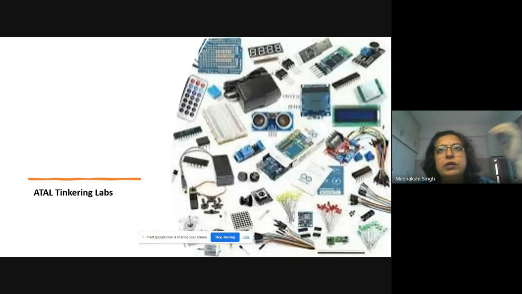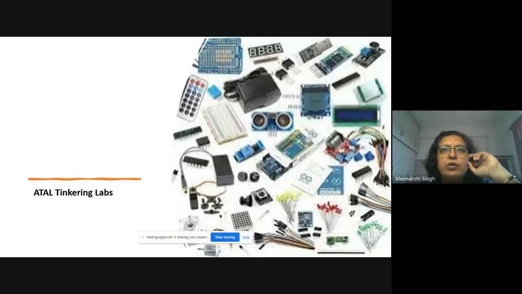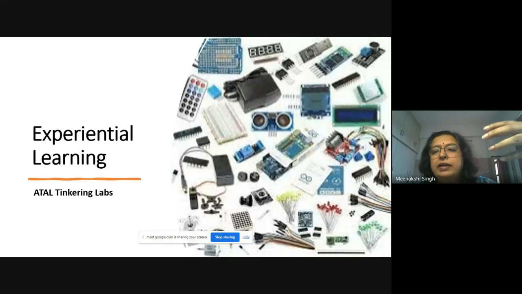Anyway, I'm sure somewhere somebody will be talking about the Atal Tinkering Labs. I'm not going into much detail, but this is a very good initiative, and this is one step ahead towards STEM education. Children in most schools are doing things. They are building up robots. They are making gadgets. They are trying out things. So that is where we are.